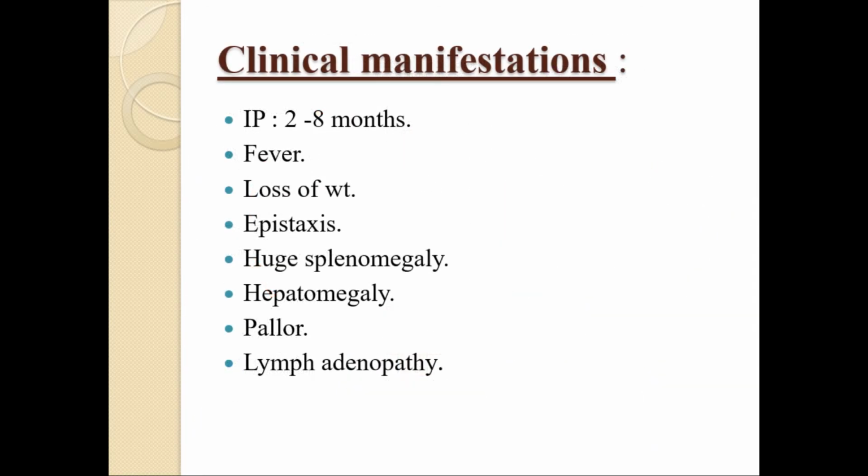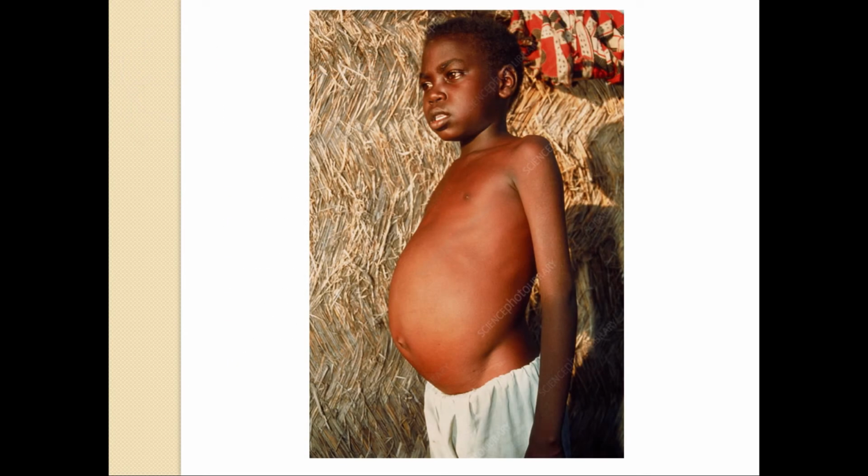Clinical manifestations. Incubation period is between 2 to 8 months. Fever, loss of weight in spite of good appetite. Epistaxis, huge splenomegaly, hepatomegaly, pallor, and lymphadenopathy. This is a photo of a child with Kala-azar. As you can see, this protruded abdomen is due to huge splenomegaly.